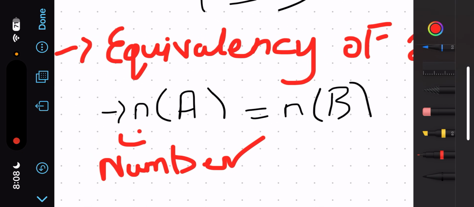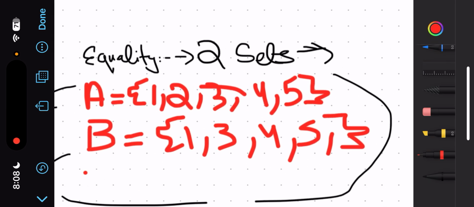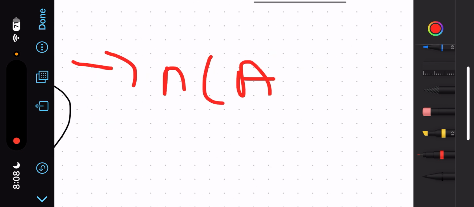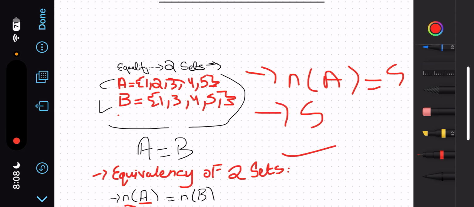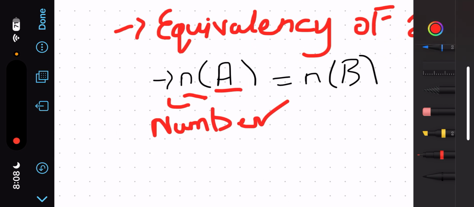Here, the number and the set name. For example, n(A) equals 5 means it has a quantity of 5 elements, and here 5. The quantity is n(A). And not only A can come here, any variable can come. So n stands for number.